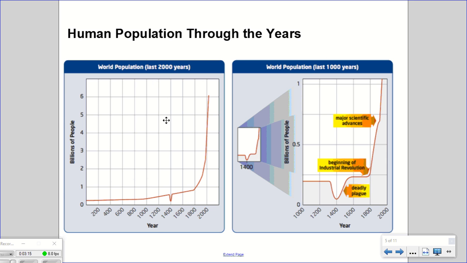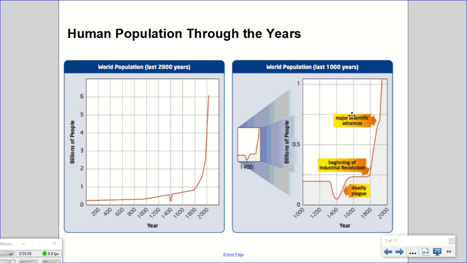So if we look at human populations throughout the years and how this might have affected ecological footprints. Human population was relatively stable for a long time. In the 1400s, there was a big dip in human population, as this was when the bubonic plague occurred. And then at around the 1800s, at around the time of the Industrial Revolution, up until today, there's just been an exponential increase in the human population. So we are undergoing that exponential growth.